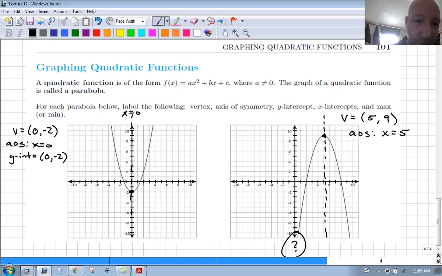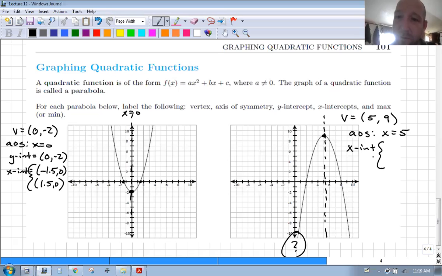All right, x-intercepts, let's see. On the left we've got one here and one here. So x-intercepts, we have one at about -1.5 and another one at +1.5. Those are the x-intercepts. Now on the right-hand side, we have 2 of them again. So here's one at (2, 0). There's another one at (8, 0).